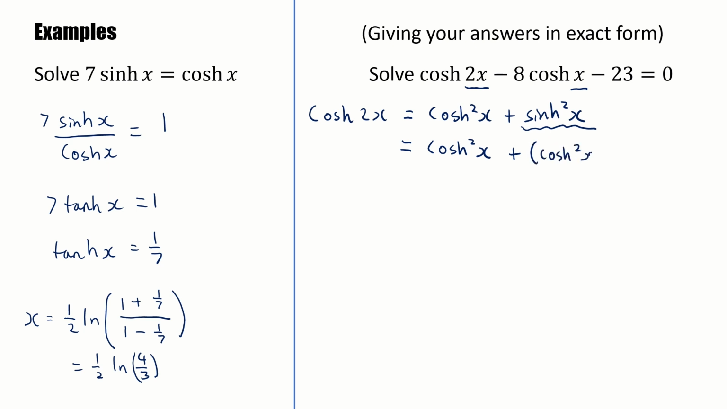So that means we can replace the sinh squared x with cosh squared x minus 1. If you rearrange that other identity that's in the formula booklet, you can find a way of replacing the sinh squared x. And therefore we have an identity for cosh 2x in terms of cosh of x only.